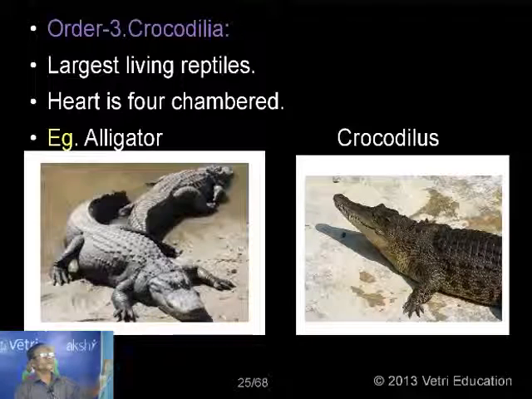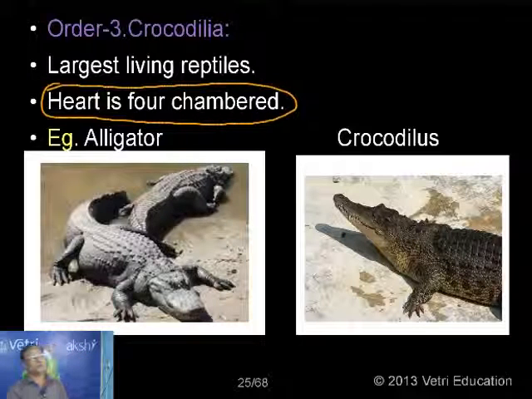But it is an advanced actual reptilian form having a 4-chambered heart, where the heart is completely divided. We have 2 atria upper and 2 ventricles lower. So that is why here I mentioned the heart is 4-chambered. Don't forget, this is a completely divided heart, unlike other reptilian forms, either snakes or lizards or turtles or tortoises, where you have an incompletely divided four chambered heart. But in this case, the heart is four chambered.